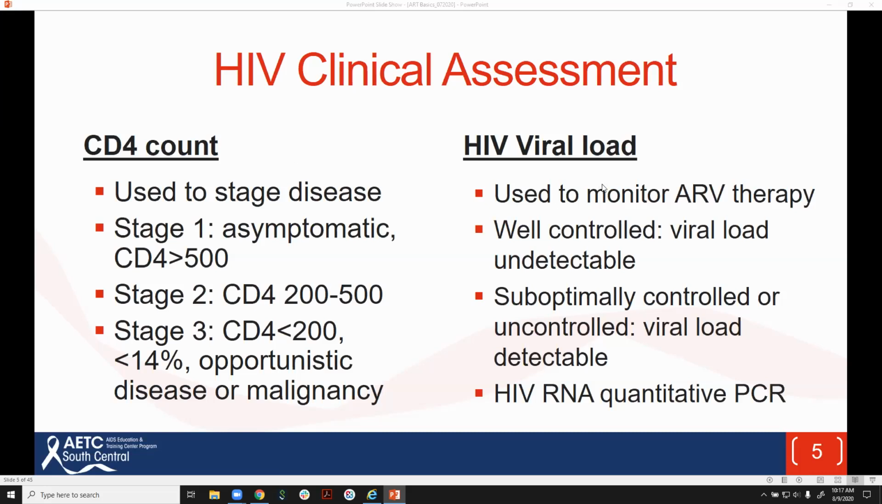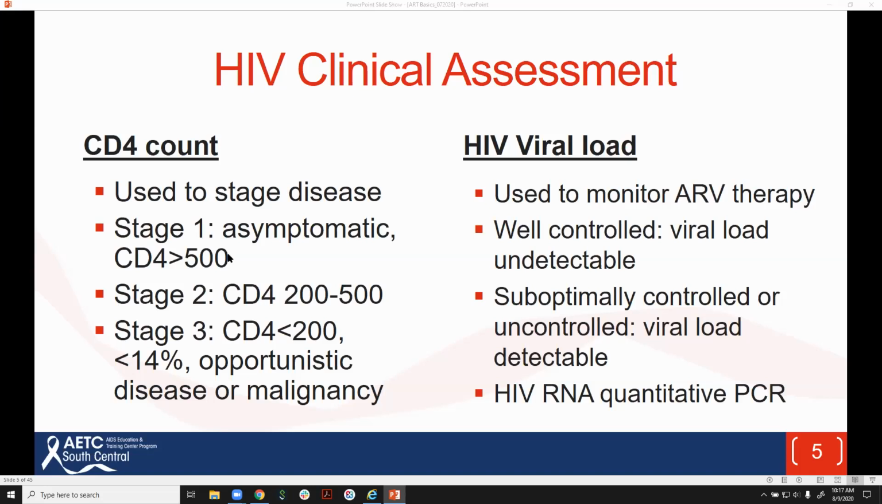So we get plasma from someone and send it to the lab and count how many virions we see. If it's well controlled, of course, that is the goal of our antiretroviral therapy, and that goal is of undetectable viral load. If someone is suboptimally controlled or uncontrolled, right, that's when they have a significantly detectable viral load. And that's done by the HIV RNA quantitative PCR.